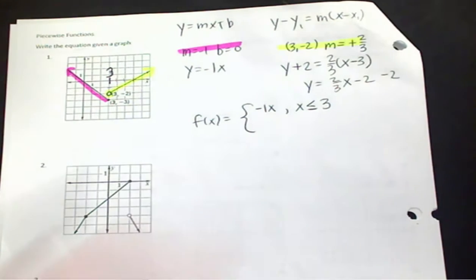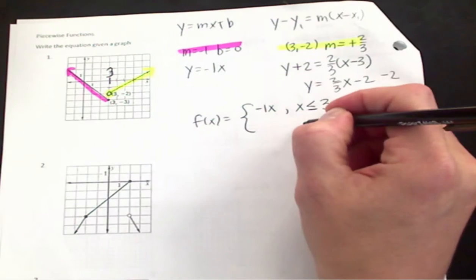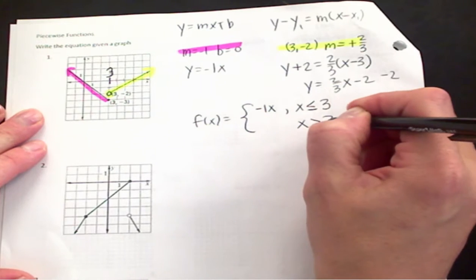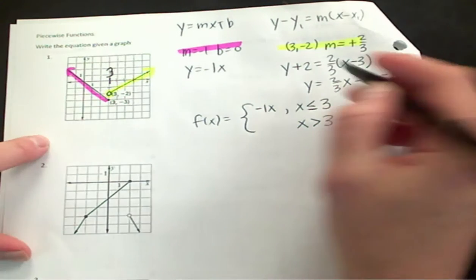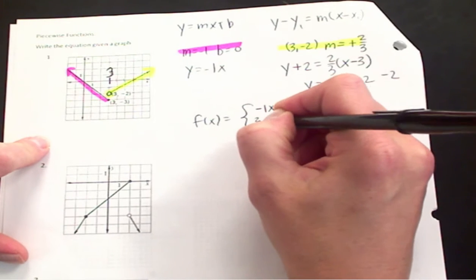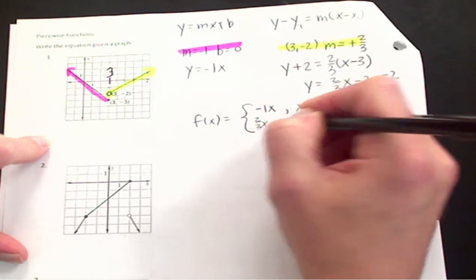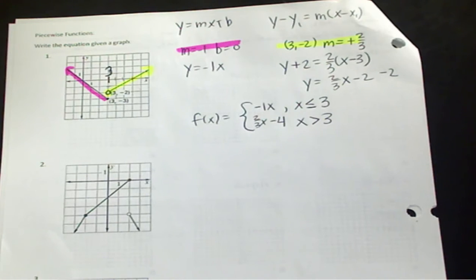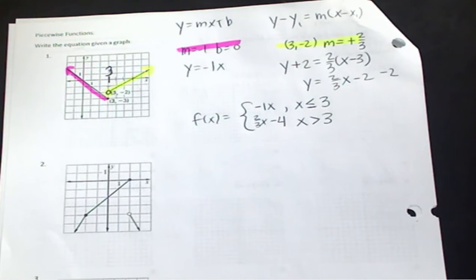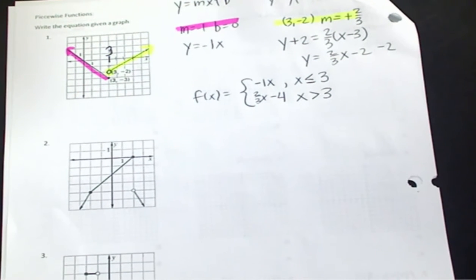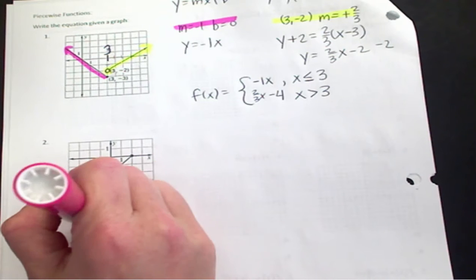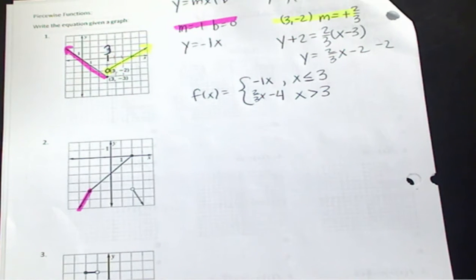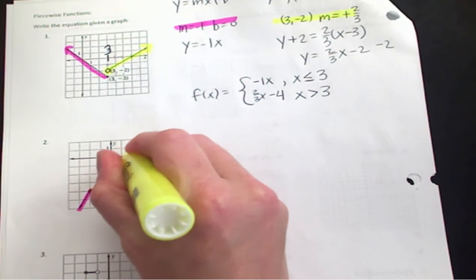The yellow one, see that open circle? That means that x is not included at 3. 2/3 x minus 4. Okay, so you write the equation separately, and then you put them together. Okay, I've got 3 different equations this time.